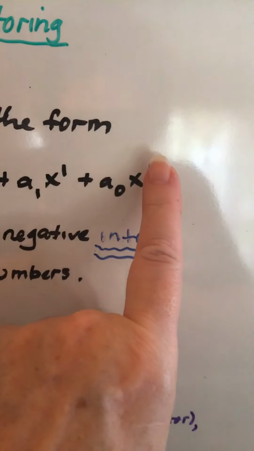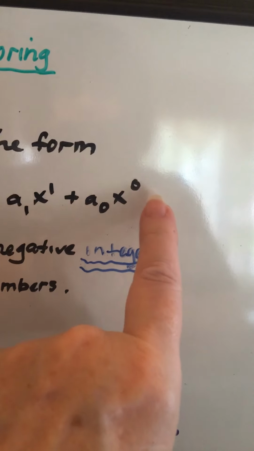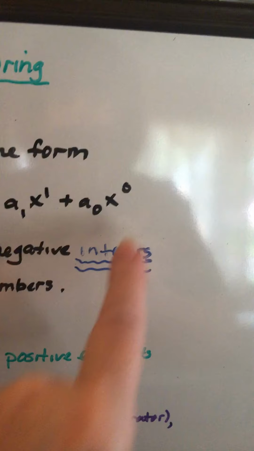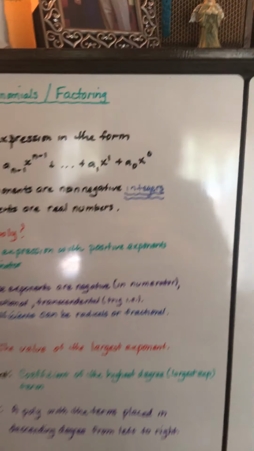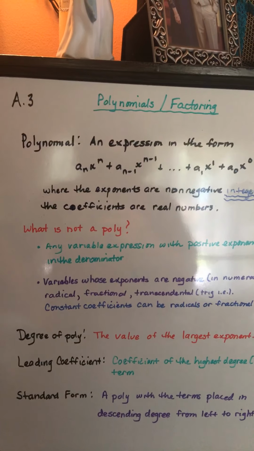Most people do not put the x to the 0 on here and wonder why it's a to the 0, but you need to realize, what does x to the 0 mean but 1? So I like to put it on there. The coefficients can be any real numbers.